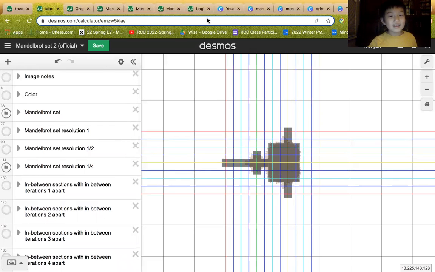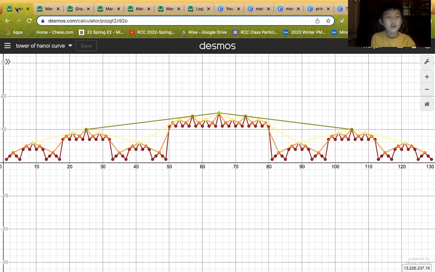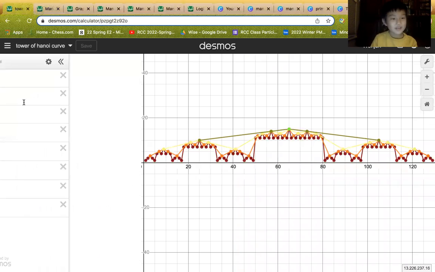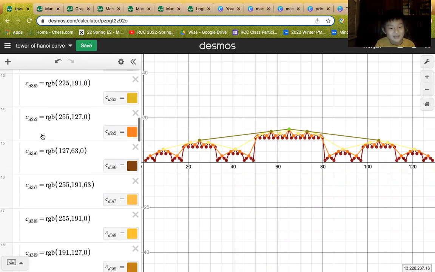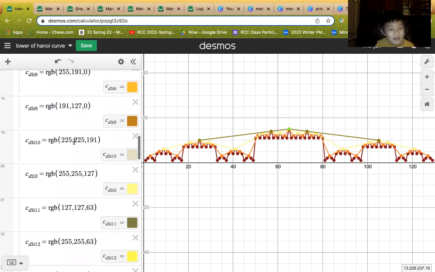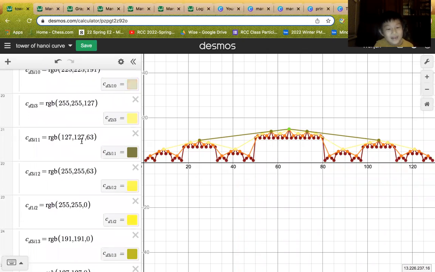Speaking of that, I think maybe I need to add some more iterations because I'm not sure if the other arm of this touches. Minus 0.25 comma 0.75 on the complex plane. Who said that I cannot make new colors? Whoever said that, whoever's wrong. I can make new colors, as always.